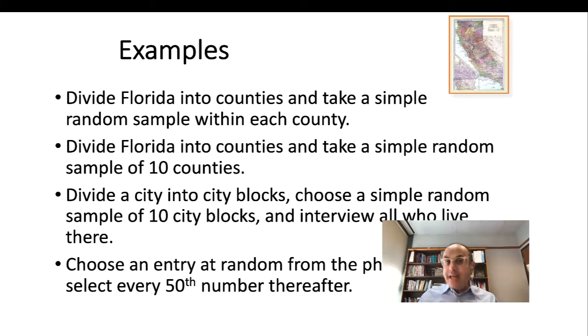For example, divide Florida into counties and then take a random sample from each county. Or divide Florida into counties and take a random sample of the 10 most popular counties. Again, a structure that is really important.